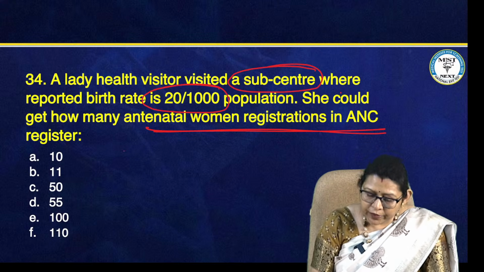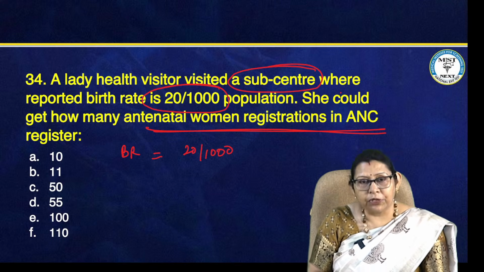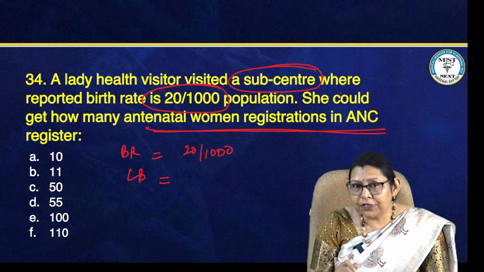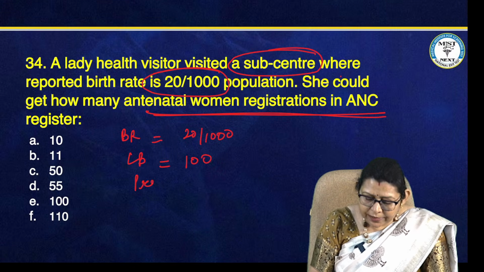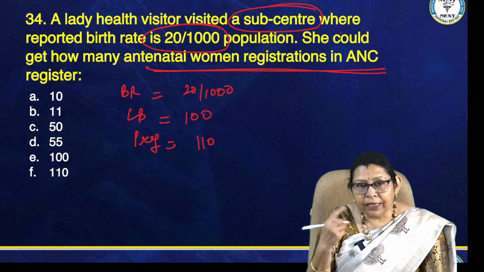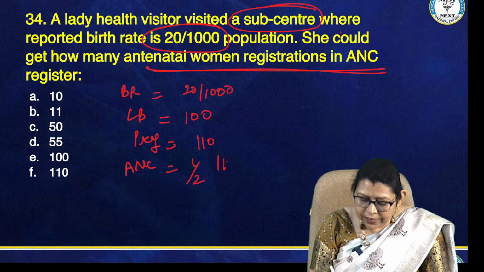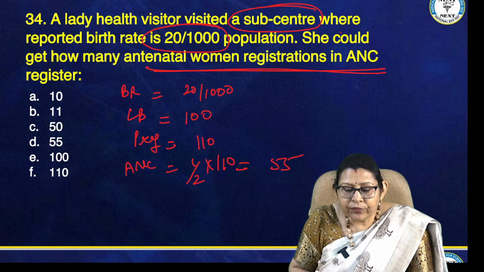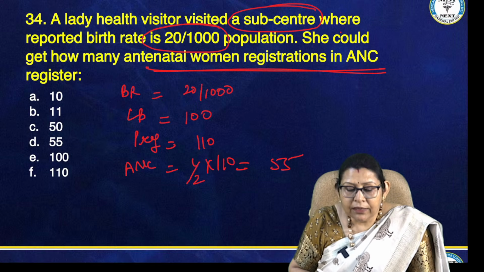So first you have to find out, so what is the birth rate? It is 20 per 1000 population. So how many will be the live births at the sub center? 5 times of this, it will be 100. How many will be the pregnancies at 10% extra? It will be 110. Then half of these pregnancies, the antenatal registered will be half of this 110, it is 55. So yes, you are answering correct. That is option D. ठीक है बेटा?